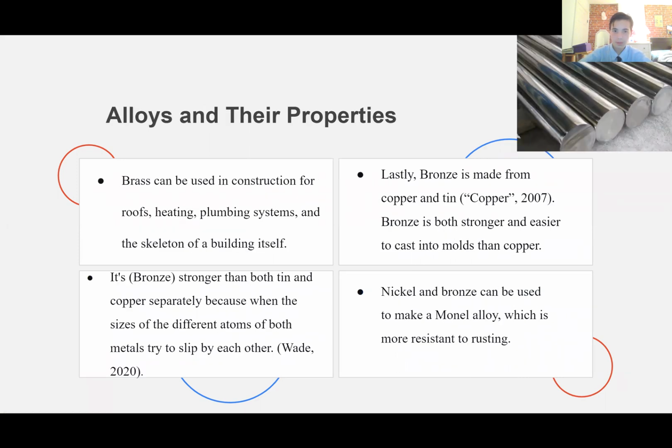Alloys and their properties. Brass can be used in construction for roofs, heating, plumbing systems, and the skeleton of a building itself, its infrastructure. Bronze is stronger than both tin and copper separately because the sizes of the two different substances are different, one's bigger and one's smaller, and when both metals try to slip by each other, they cannot, so that makes them tougher than each of them separately. Bronze is also easier to cast into molds than copper on its own. Finally, there is something called a mono alloy, which is made from nickel and bronze, which is more resistant to rusting.